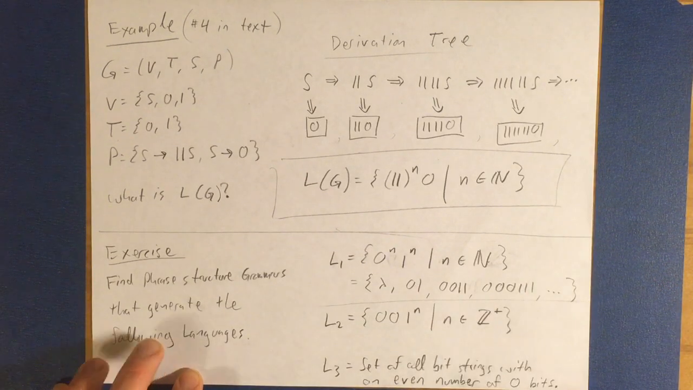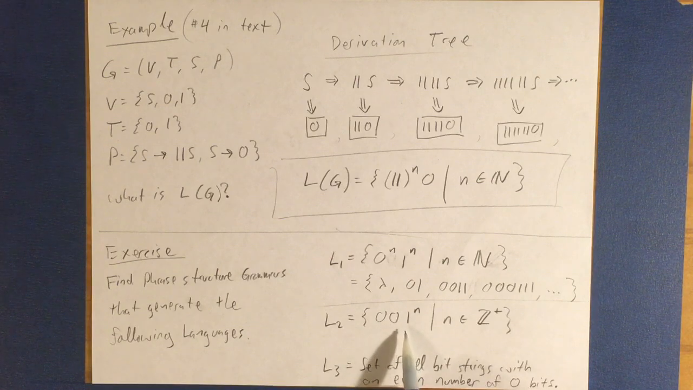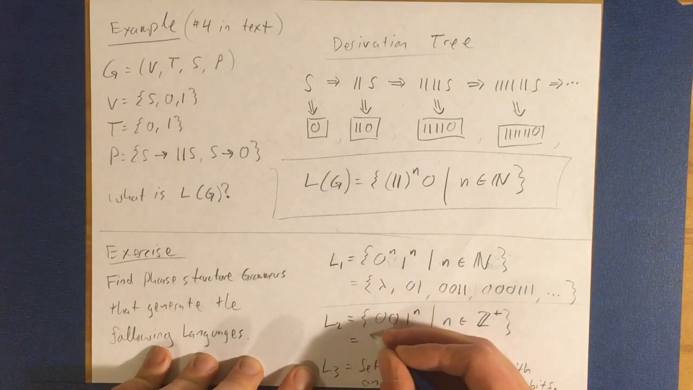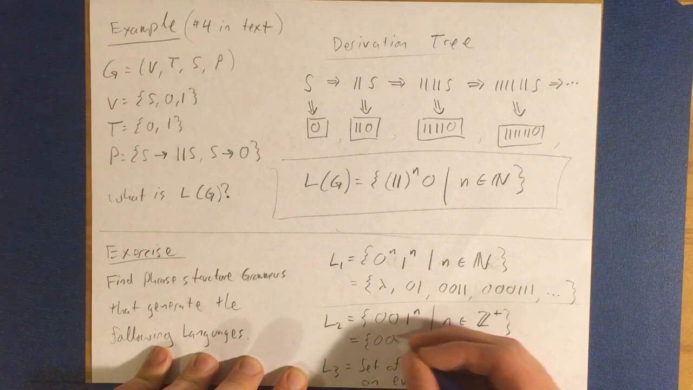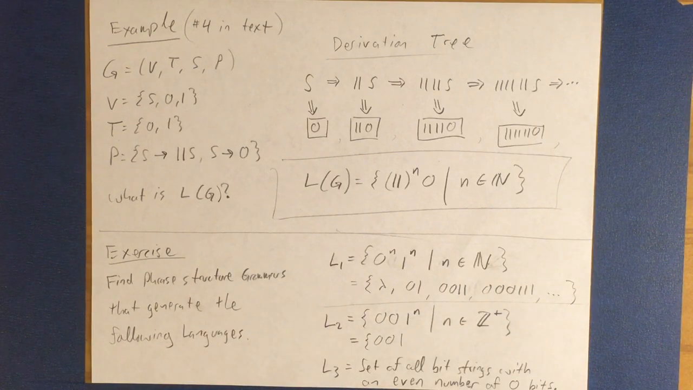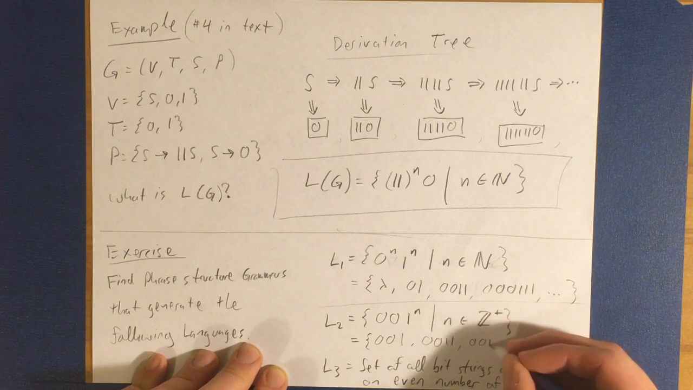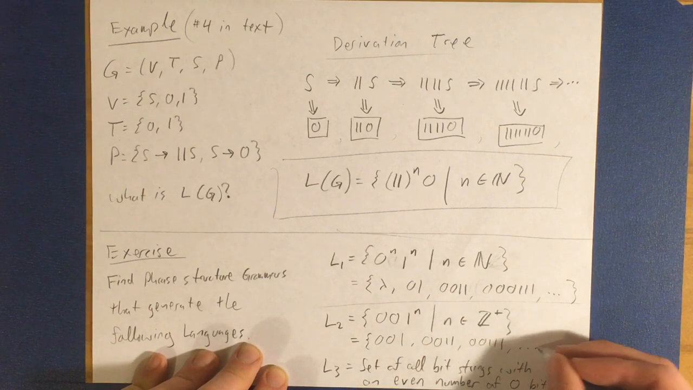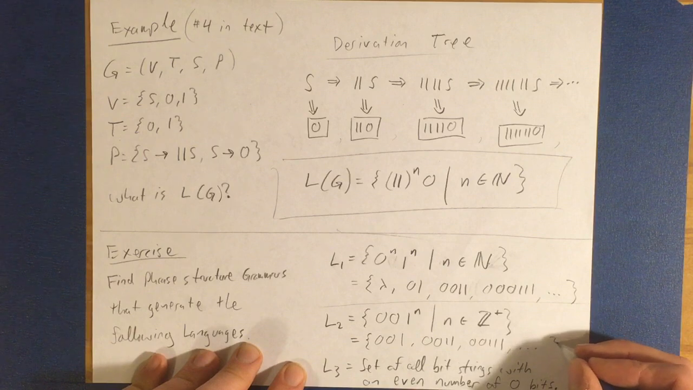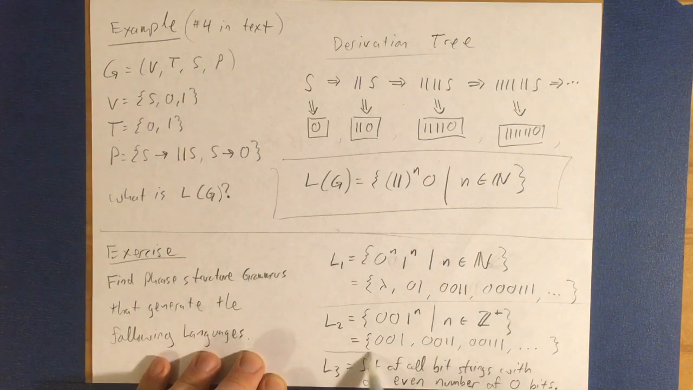Language 2 is 2 zeros followed by a string of n ones. And the n here has to be a positive integer. So in this situation, I am not including the possibility of 0 ones. The very simplest string I could have is 0, 0, 1, because the lowest value of n is 1, being positive integers. But then I could have 2 ones, or 3 ones, or 4 or 5, or however many. So that's our language 2.